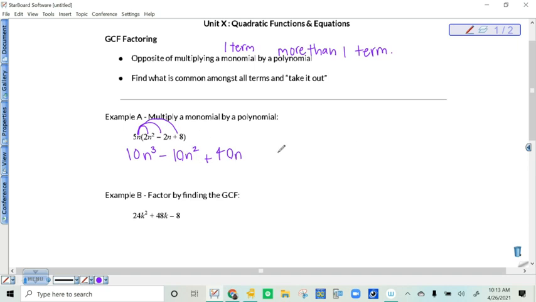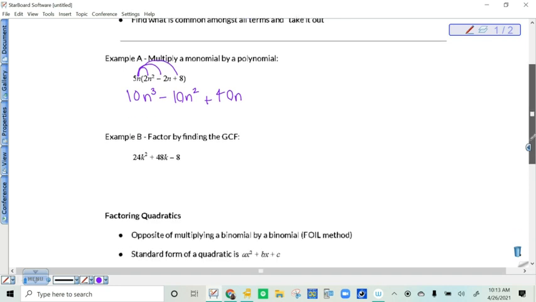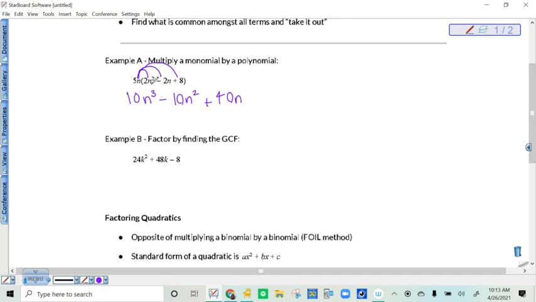Now I'm going to do the opposite. I'm going to factor out the GCF. So this time I'm going to go from a polynomial to a monomial out in front and then parentheses with the polynomial inside. So let's take a look at this. First, we're going to figure out what is common amongst all three of those terms. We'll do that with prime factorization. Let's write that down.